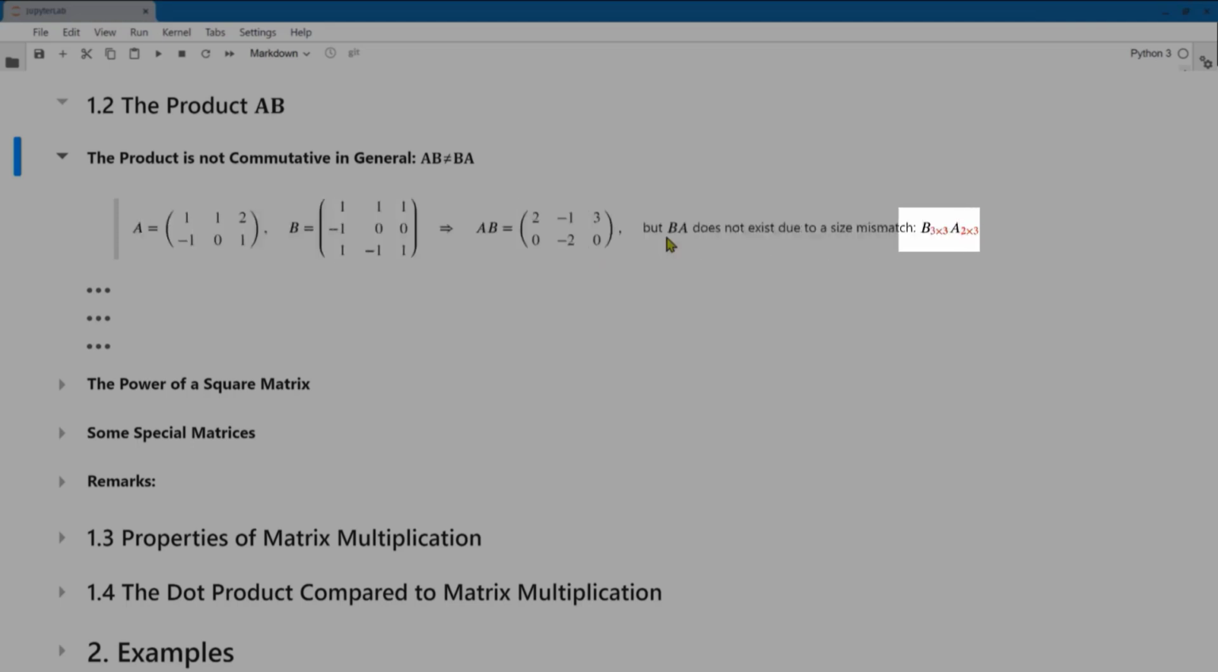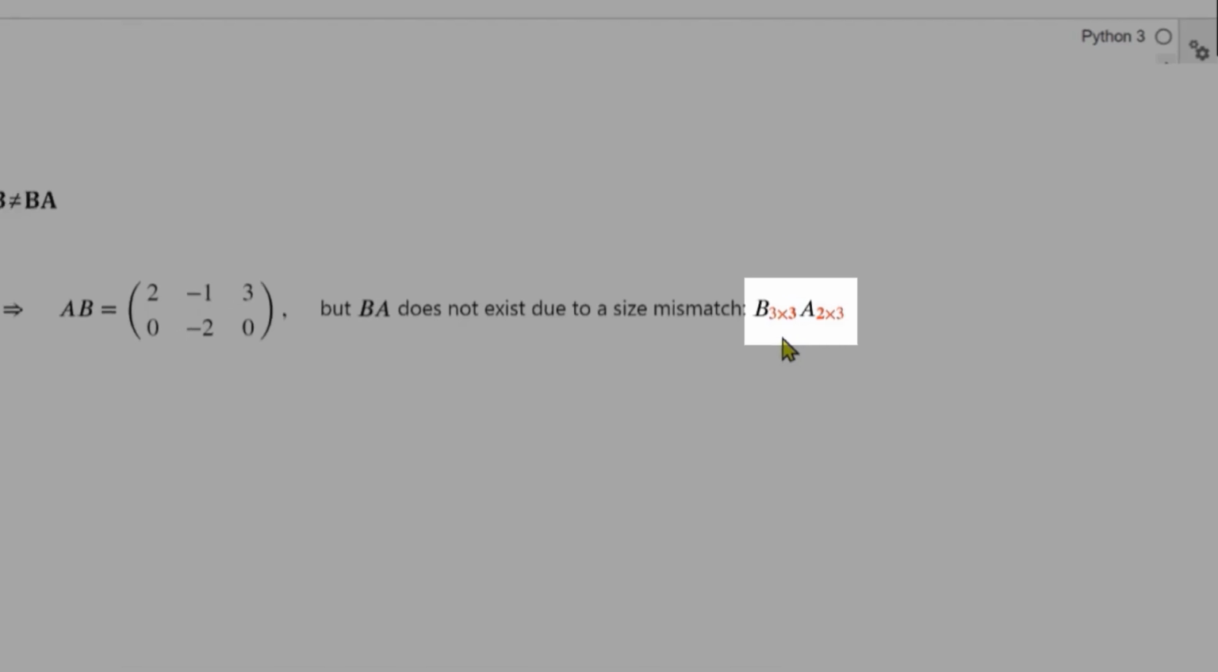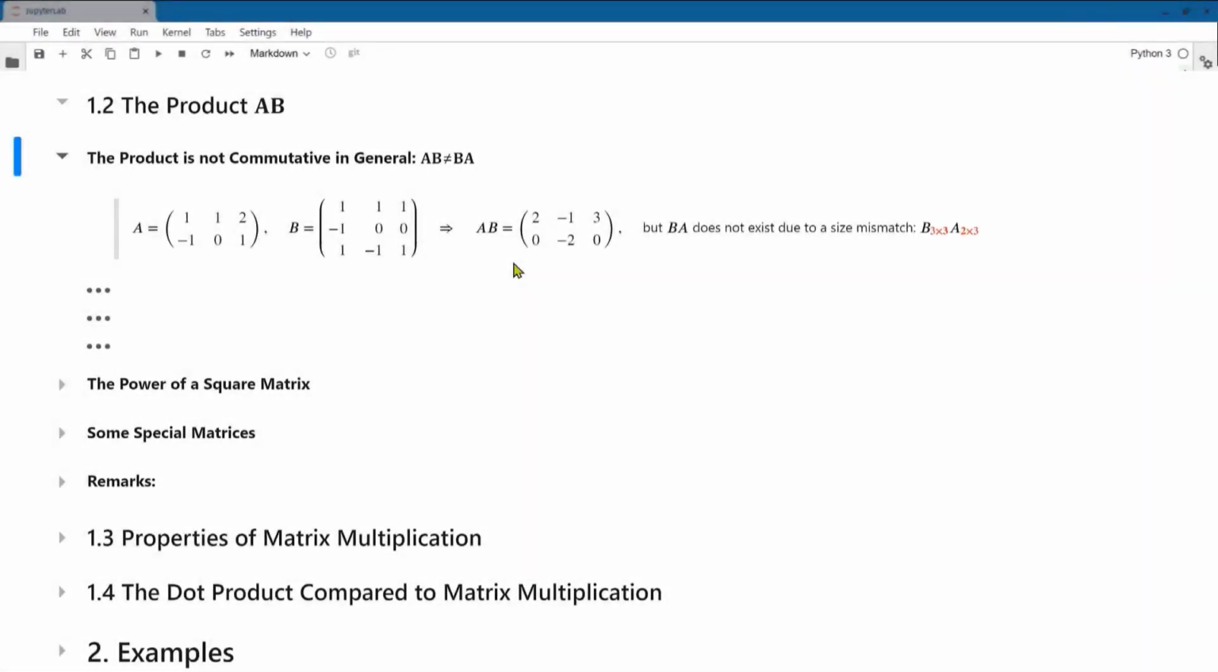If I try and multiply B times A, I see that that doesn't even exist because of a size mismatch. So B is size 3 by 3, A is size 2 by 3, and as a consequence, the inner indices here differ. B has 3 entries in each row, and A has 2 entries in each column, and therefore those dot products do not exist. So AB exists, but BA does not exist if there's a size mismatch.